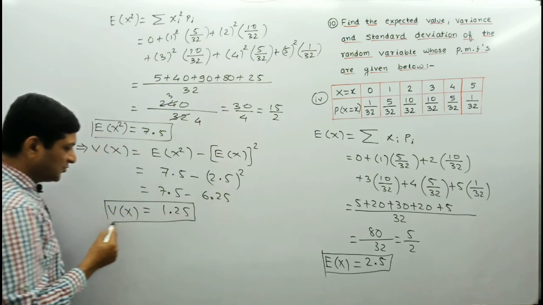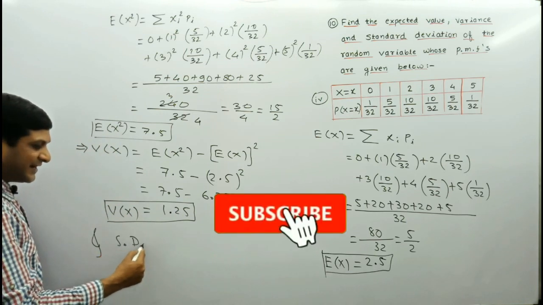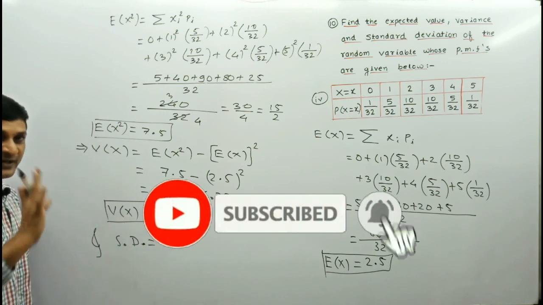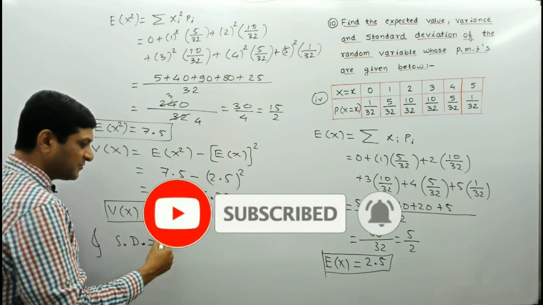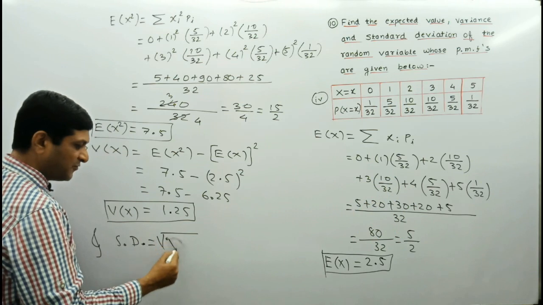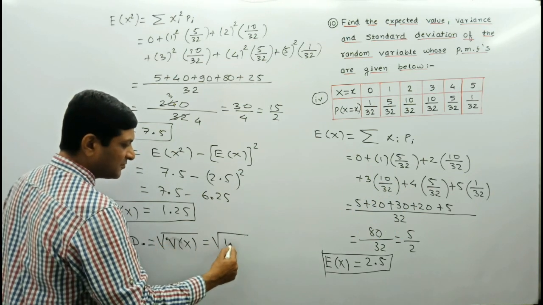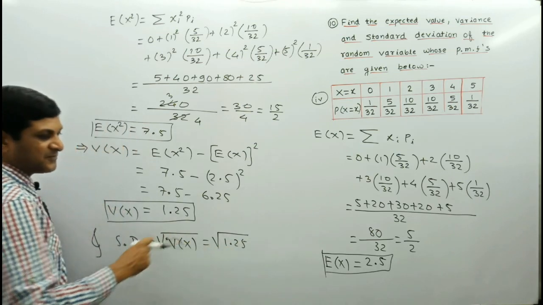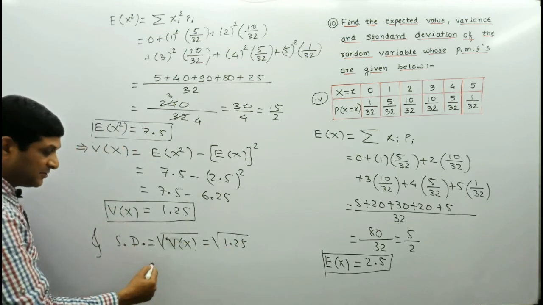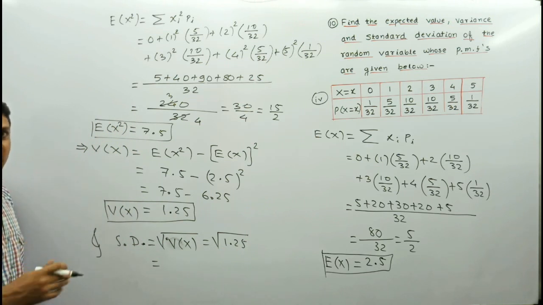Once the variance is known to us, lastly we are able to find out the standard deviation, means the third required value. And what is the formula to find out standard deviation? Square root of variance. Better we first write down the formula, that is square root of variance, which is equal to under root 1.25, which is nothing but the value of variance. Now to find out the square root, use log table. Give the priority to log table.